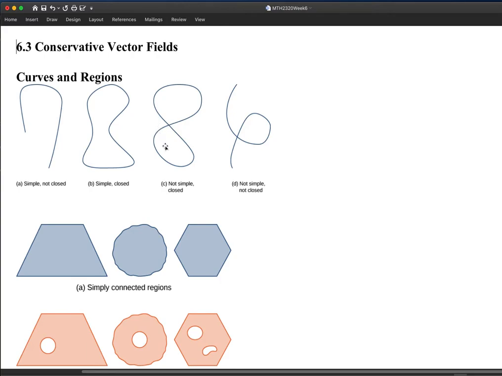And by the way, it's worth mentioning that for line integrals, we are going to consider the line integral over a simple curve. It could be a simple and closed curve. And the last two cases are not simple. The fourth one is not simple and not closed.